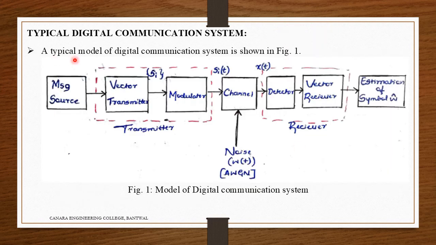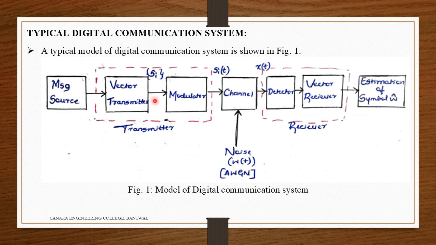Now, after a brief idea, we'll see what a digital communication system is. You'll come to know that. A typical model of a digital communication system is this one. This is the message source, which might be an analog signal or anything. But as we are using a digital communication system, it should be a message source of bits, zeros and ones, etc. It should be binary bits.